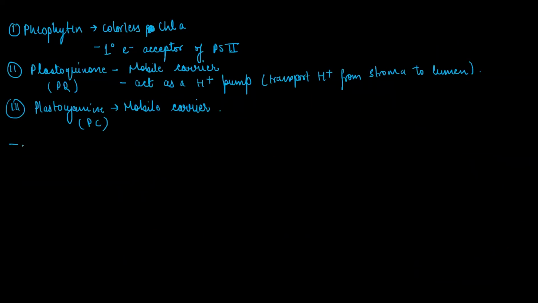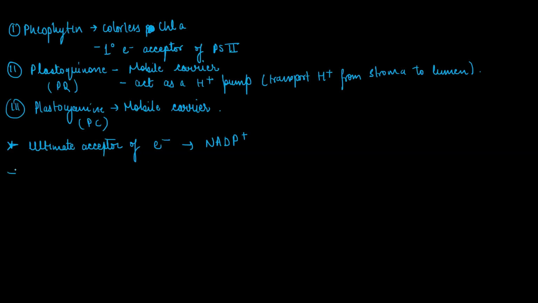Now, here what we saw is that ultimately the electron is getting accepted by NADP+. So the last acceptor, the ultimate acceptor of the electron, is NADP+. Because ultimately the electron is getting accepted by NADP+, and it is getting converted into NADPH.